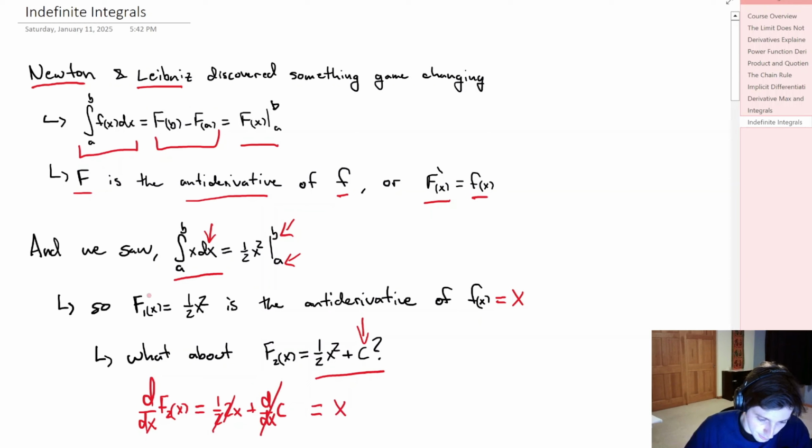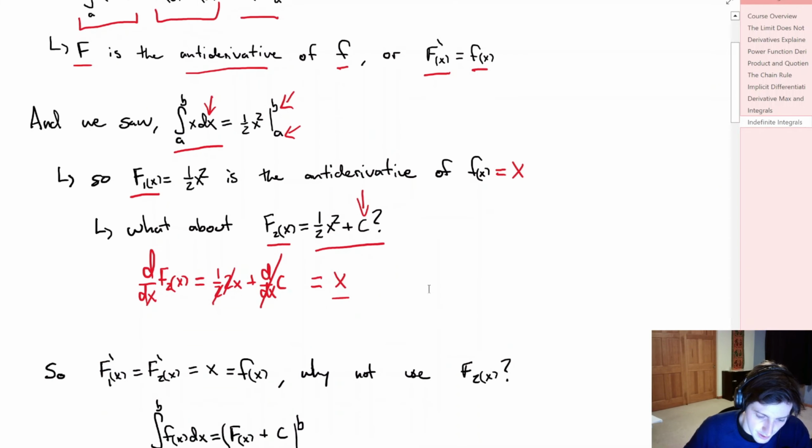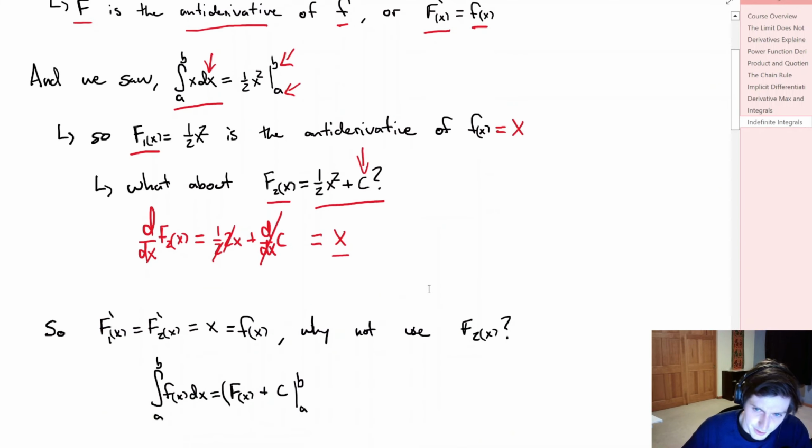So if we took the derivative of this capital F1 function, we got x. And if we took the derivative of this capital F2 function, we also got x. So which one is the preferred route to go? And is there a difference between the two? And we could actually do something that looks a little bit funky. You probably won't see it in textbooks.